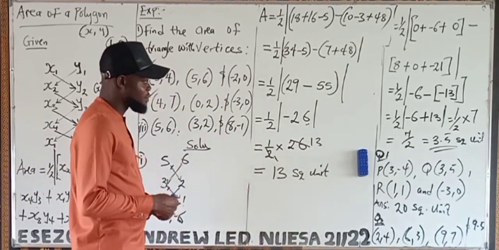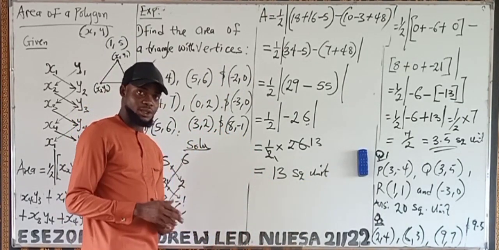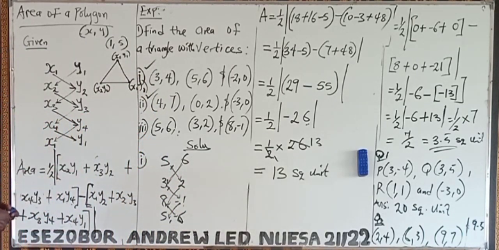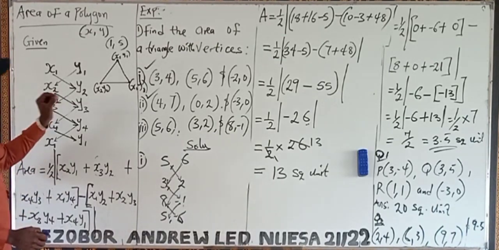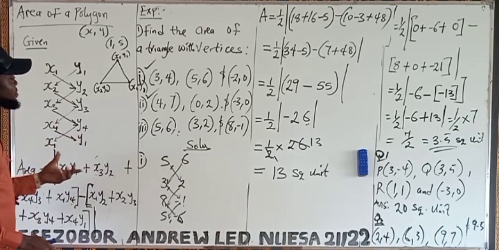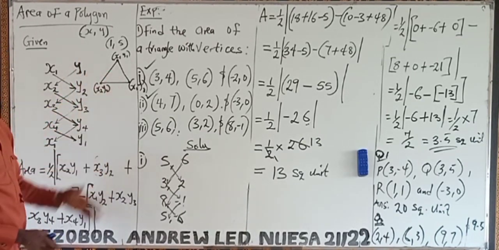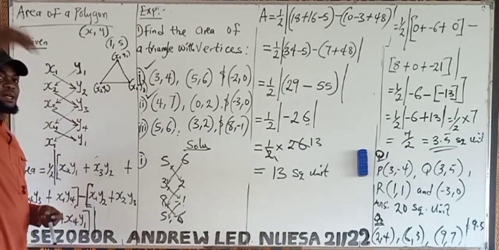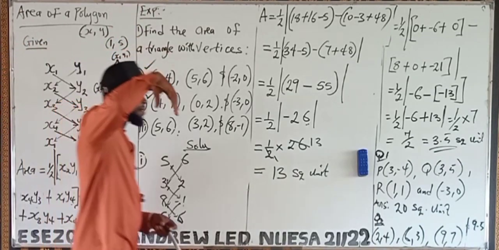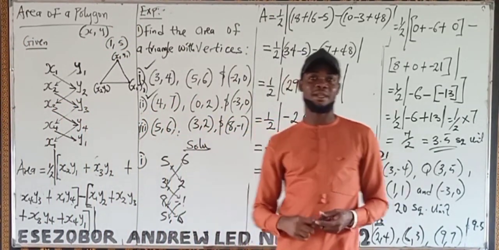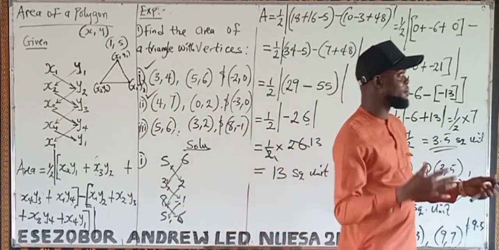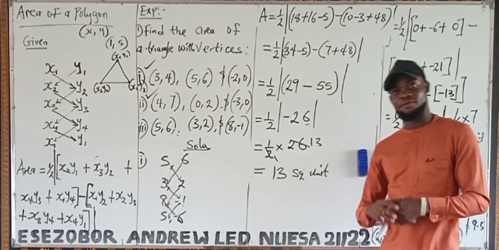That's what we have: 13 square units. Now, this is how we evaluate or solve for the area of a polygon with known vertices. Remember, the simplest polygon you can see is a plain triangle. Other polygons, such as pentagons, start from five vertices and above. But the simplest one is this triangle, a plain shape with three sides and three vertices.